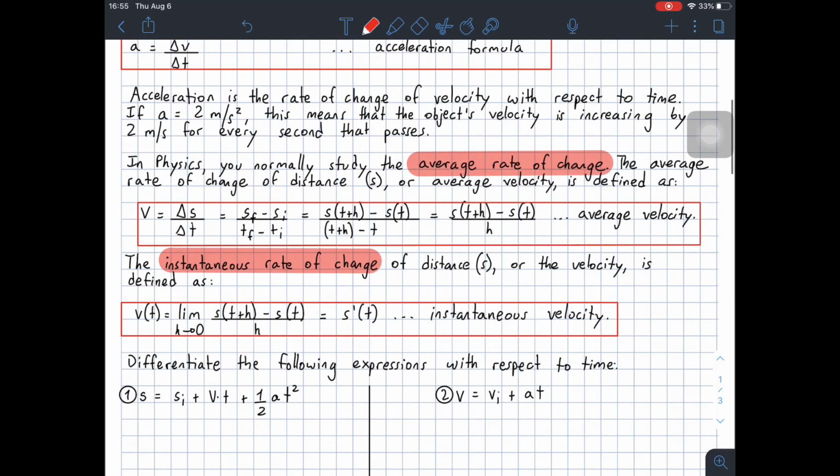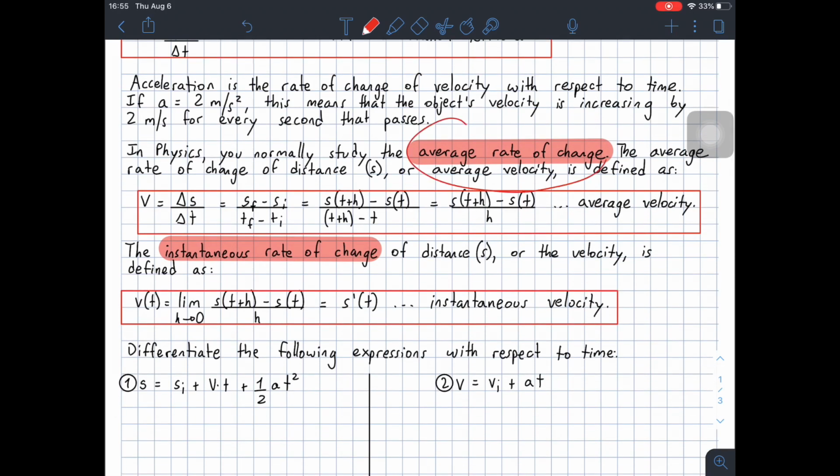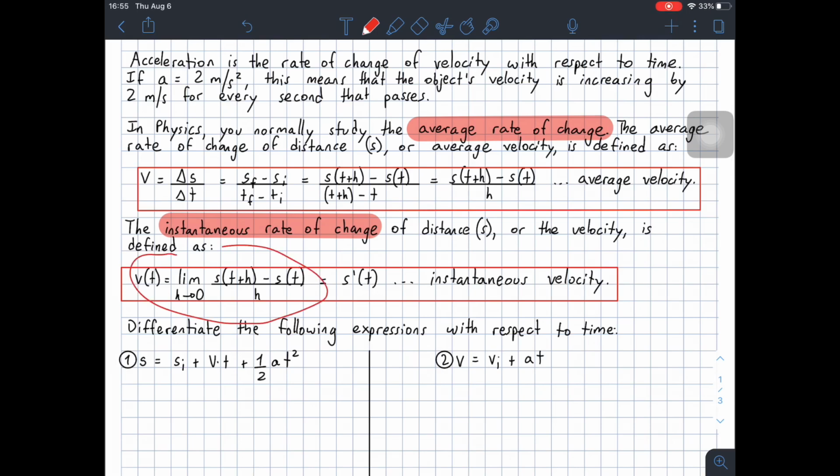Now, this is where the important part comes in. One thing is the average rate of change, and another is the instantaneous rate of change. The instantaneous rate of change of distance, or the velocity, is defined as follows. If we want to find it, we need to take this little difference, the difference between the final and initial distance over the difference in time, which we call h. It's a difference in the x variable, which in this case is time.